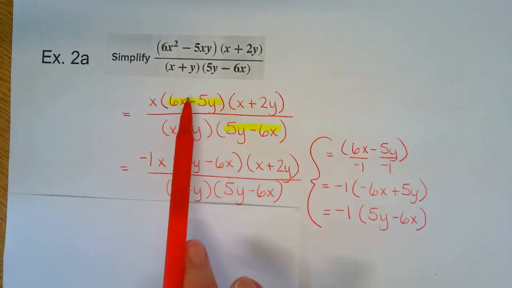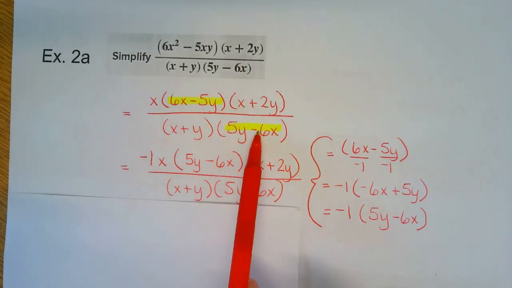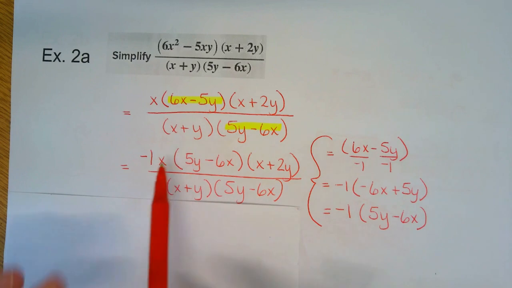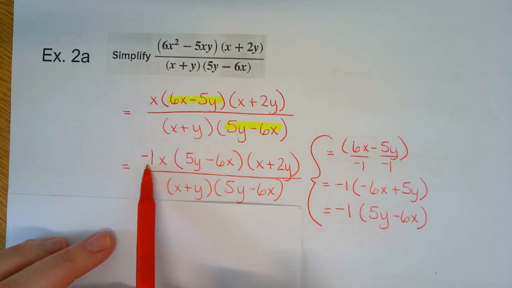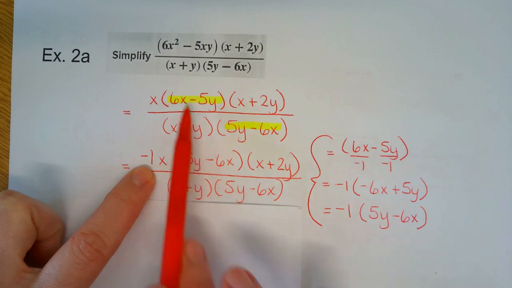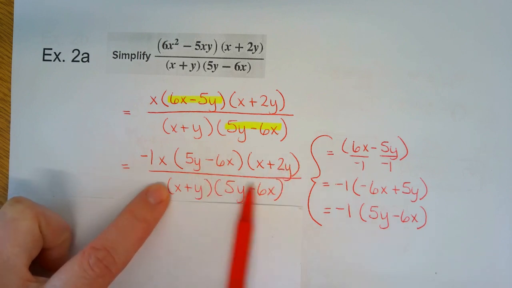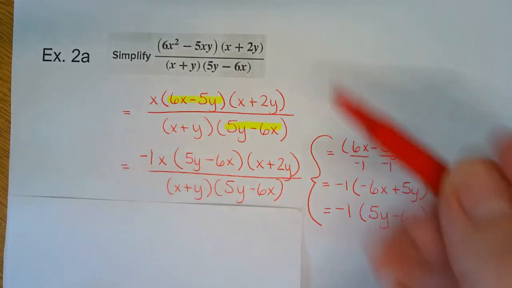Okay. So if you have that gut feeling that something is the same, typically you can just check by looking at their signs. And if their signs are just opposites, that means you can multiply by -1. So I took that -1 and put it out front there. This guy right here became 5y minus 6x. And then I still have the other one. And then on the bottom, it did not change.